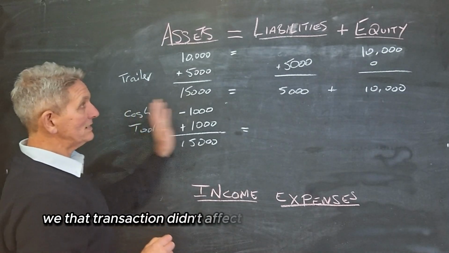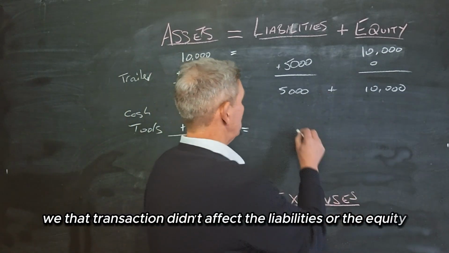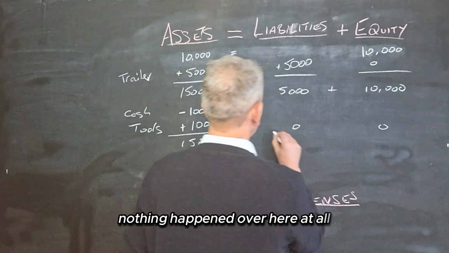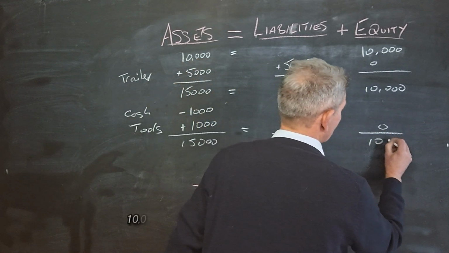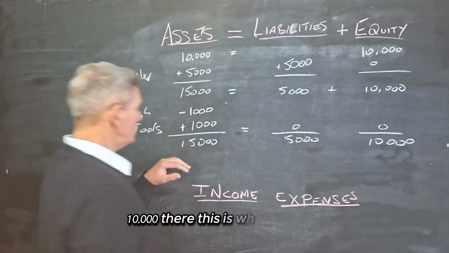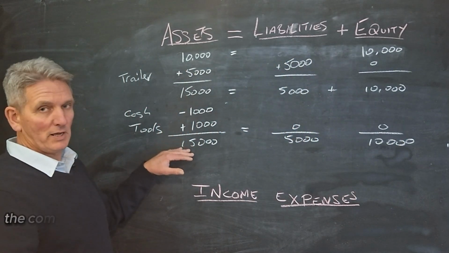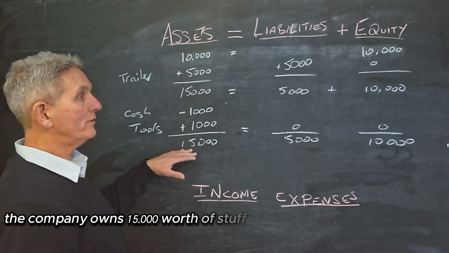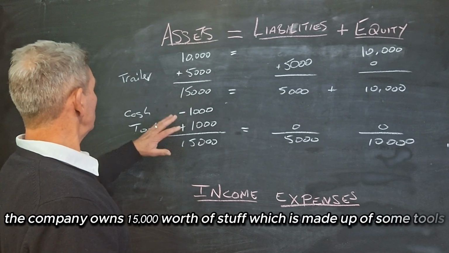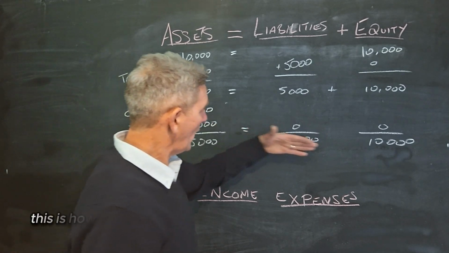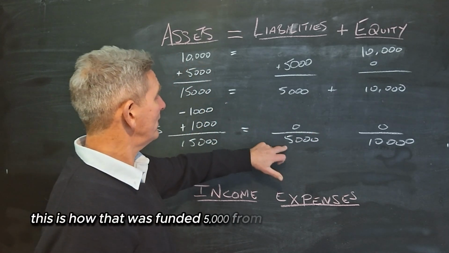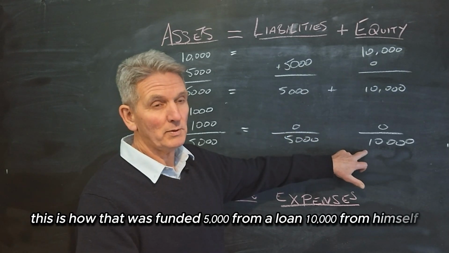That transaction didn't affect the liabilities or the equity. Nothing happened over here at all. So they still equal 5,000 there, 10,000 there. This is what the company owns, 15,000 worth of stuff, which is made up of some tools, a trailer, and some cash in the bank. This is how that was funded. 5,000 from a loan, 10,000 from himself.